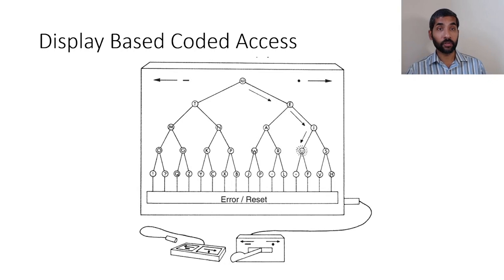You could also have display-based coded access where you select, for example, the first letter, let's say P, and then you want to select a T. If you do a long press, that's a dash, you select T. If you do a dot, then you go to E, and so on. Using different combinations of dashes and dots, you can reach different letters or different icons in your selection set. Okay.